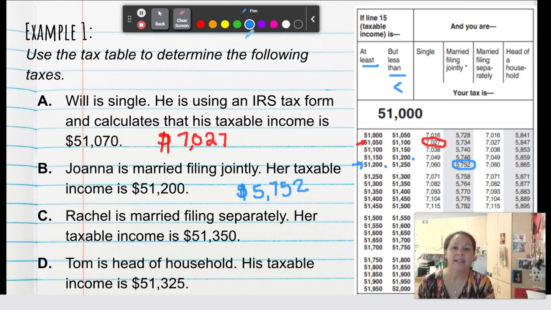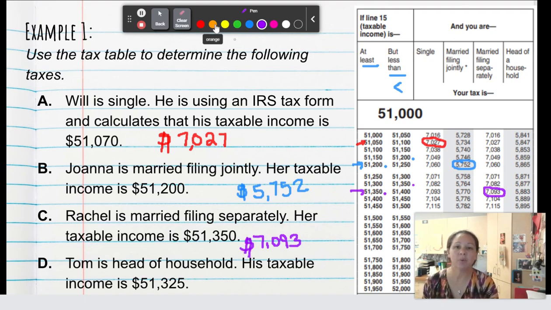All right. Let's see. Rachel. Rachel is married filing separately. Her taxable income is $51,350. Again, we'll find which row that falls into. It is split across, so you always go down to the next one, the larger one. So $51,350, and we would roll to the column for married filing separately. And so her tax liability is $7,093. That's the amount of taxes that she's supposed to pay.